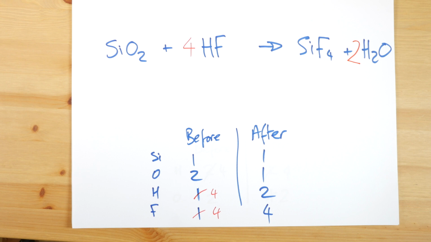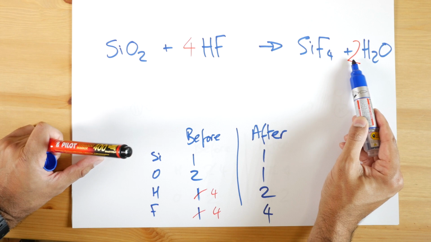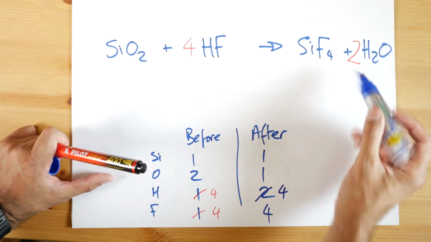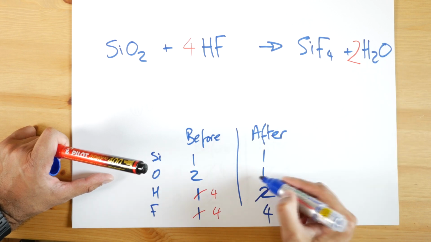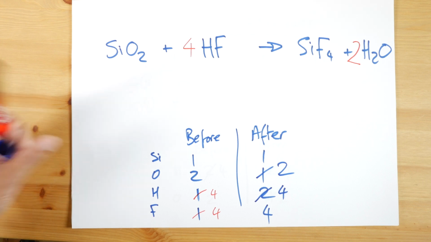And let's see what that gives us. That gives us how many hydrogens? 2 times 2, this is going to be 4. And 2 times 1, well, this is 2. So you've got 1 and 1, 2 and 2, 4 and 4, 4 and 4. So this is balanced. Nice and easy.